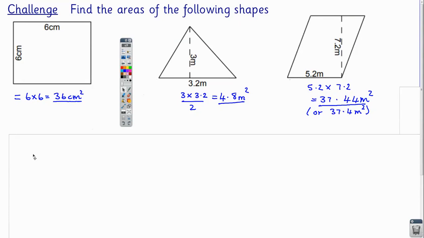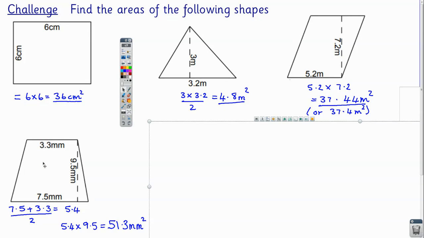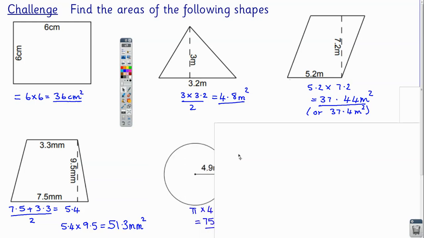Okay, the next one is a trapezium. So if we have a look at the fourth one, we have to identify the two parallel sides, the two going in the same direction. So that's 3.3 and 7.5, and we add those together and divide by 2. We find the average of the parallel sides. So 7.5 add 3.3 divided by 2 is 5.4. So we multiply the average of these two sides by the height, which is 9.5, and that gives us 51.3 millimeters squared.